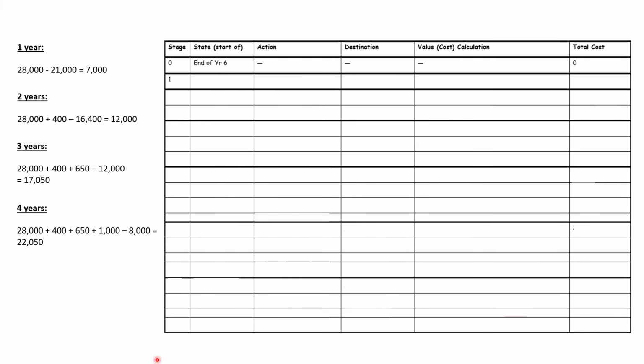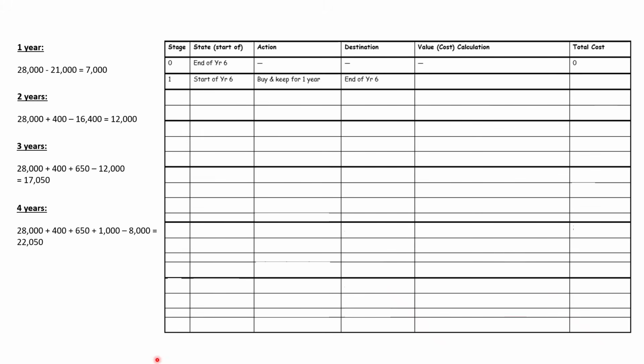So stage 1, we're talking about the start of year 1. The action is then, the only thing I can do at the start of year 1 is buy a car and keep it for 1 year, which will bring me up to the end of year 6. That's the only thing I can do. So I start of year 6, I buy a car and keep it for 1 year. Now you might say, but what about if we'd had a car already?